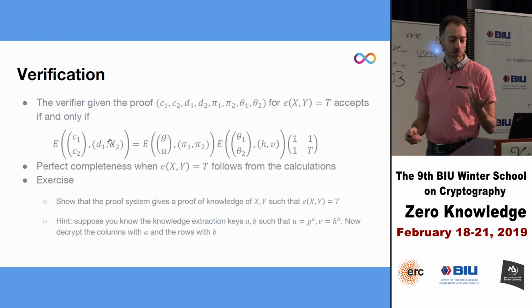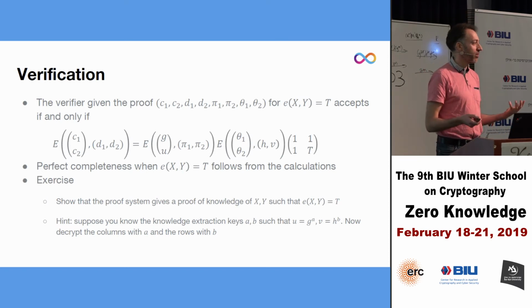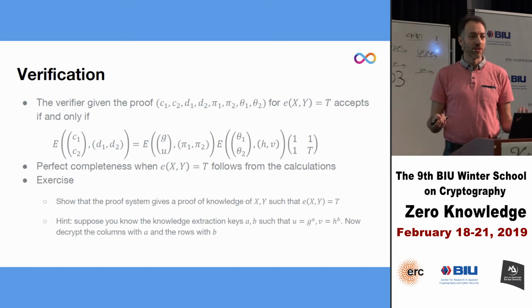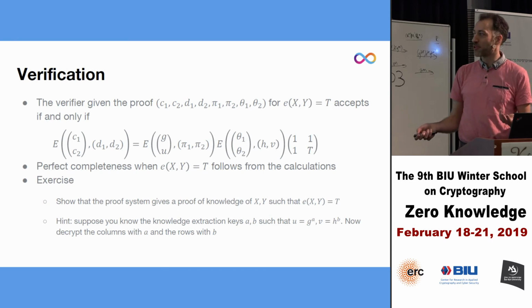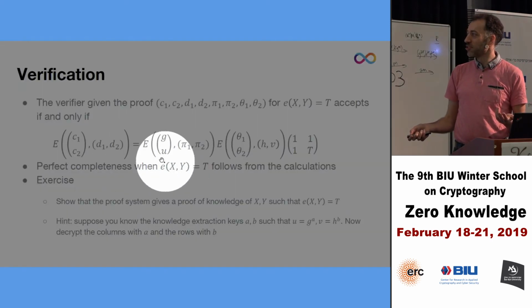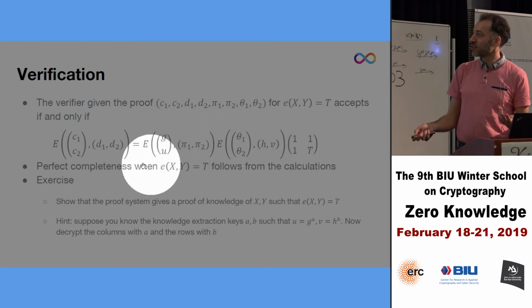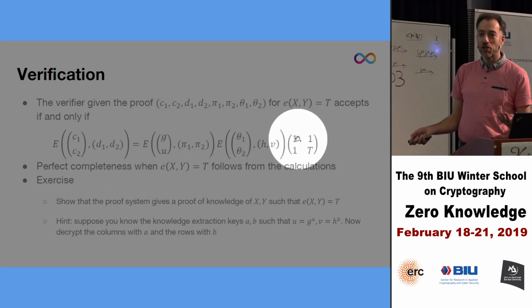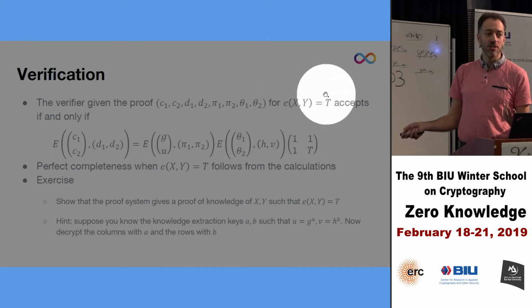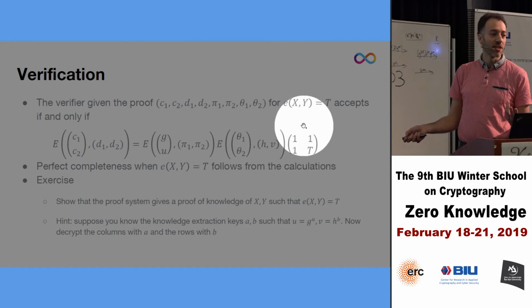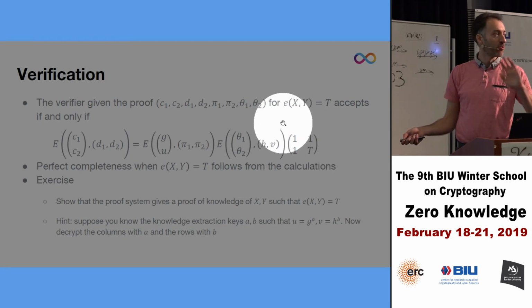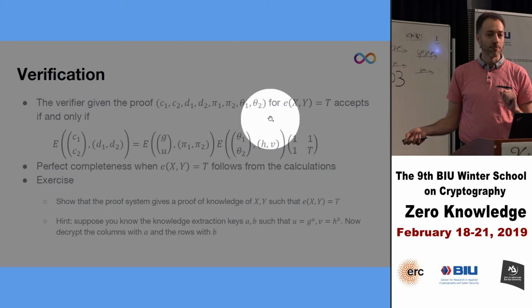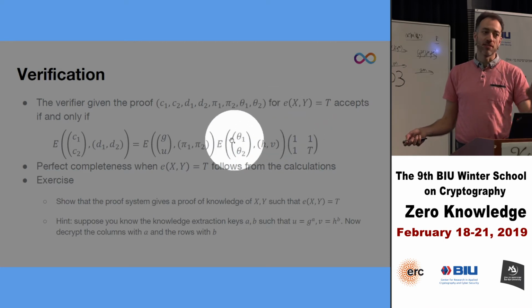Okay, so why is this perfectly complete? Well, if the prover is honest and does everything according to this, if you follow through the calculations, you see that we got all this stuff here, with a pairing of x, y. And if the prover is honest, then the pairing of x, y really is T, so we should be getting T here, okay? So the verification will go through if the prover is honest. And the verifier says, yes, I accept this proof.